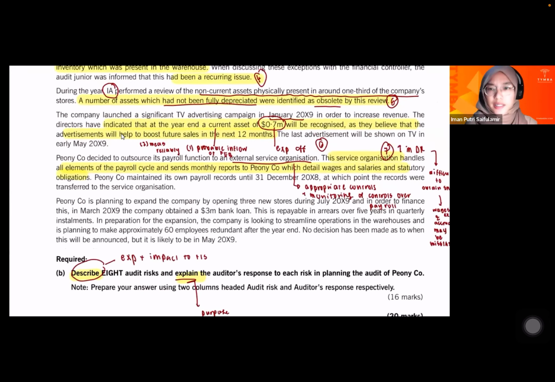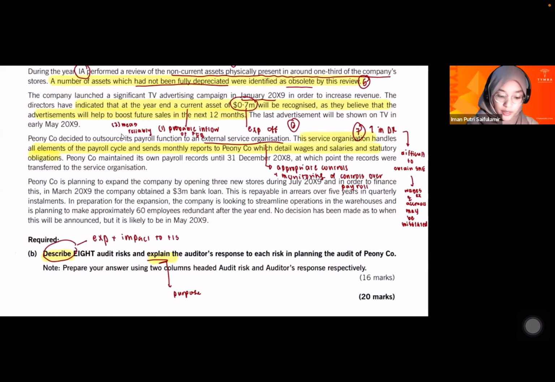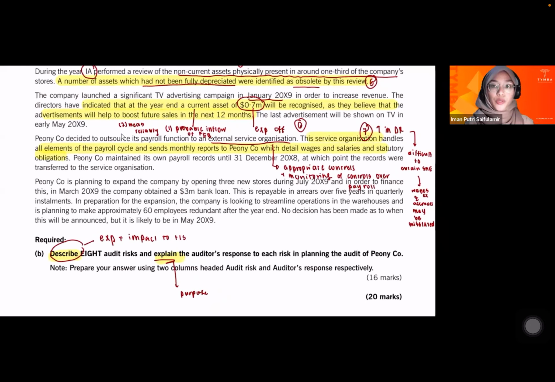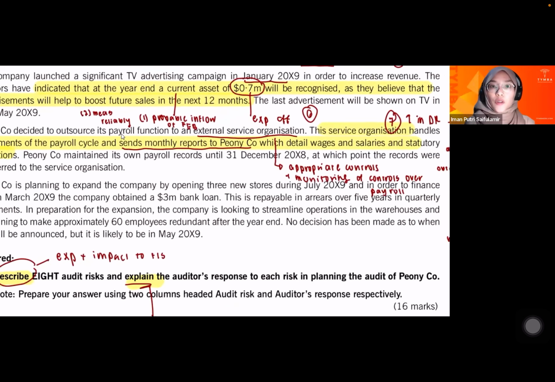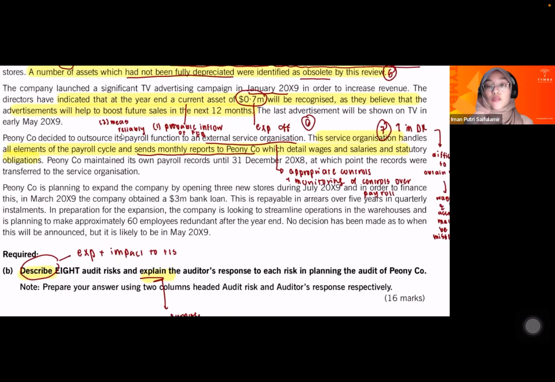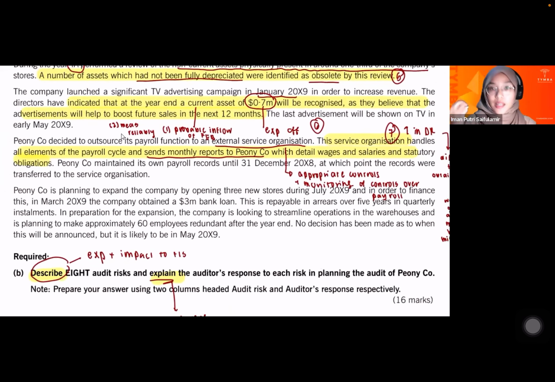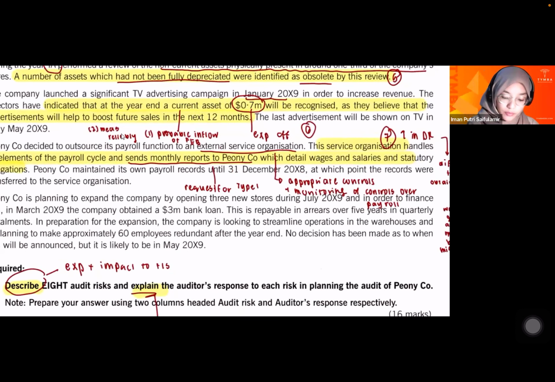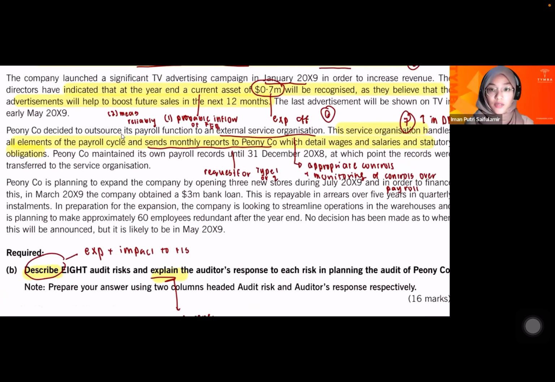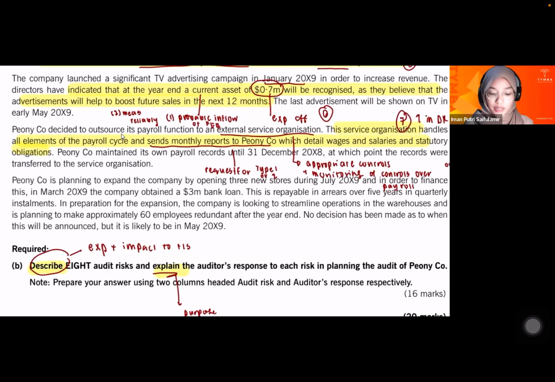Again, this point here is actually hinting at something. They send monthly reports to Ponyco, so you can use this as part of your auditor's approach. We can review this monthly report from the external service organization. And if you remember from the last question we did together, we can maybe request a type 1 or type 2 report from the external service organization. So this is number 7.